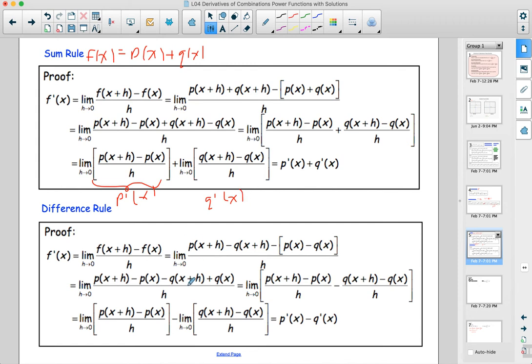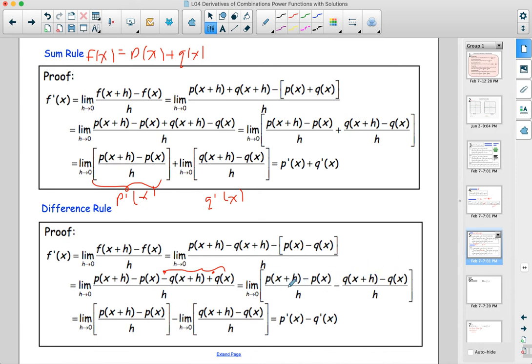It's done the exact same way, only we have a minus here. When we distribute, we're going to get a negative here and a positive there. So when we go to split them apart, I'm going to factor a negative out of these two terms. So I'm going to have p at x plus h minus p at x all over h, minus q at x plus h minus q at x, because I factored a negative out.